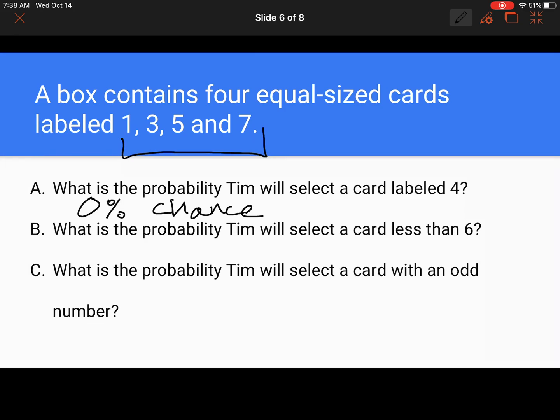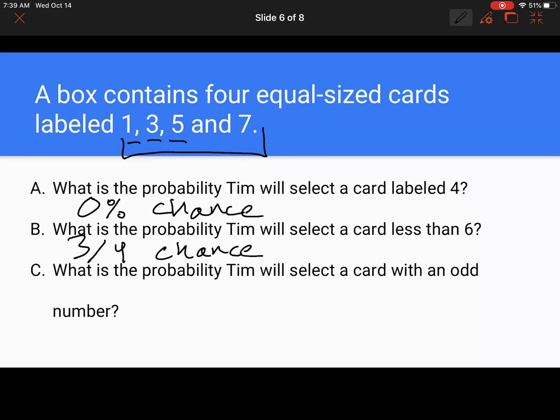Now, how about a card that is less than 6? Well, what numbers are less than 6 here? We have 1, 3, and 5. Those are all less than 6. So that means we have a 3 out of 4 chance of pulling a card less than 6.